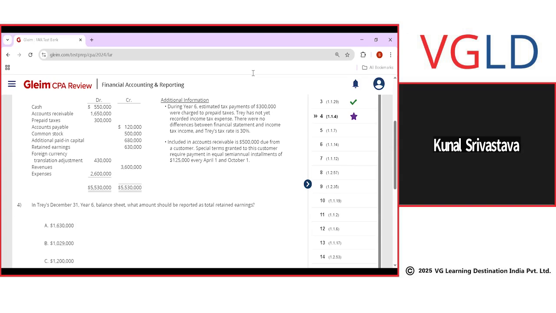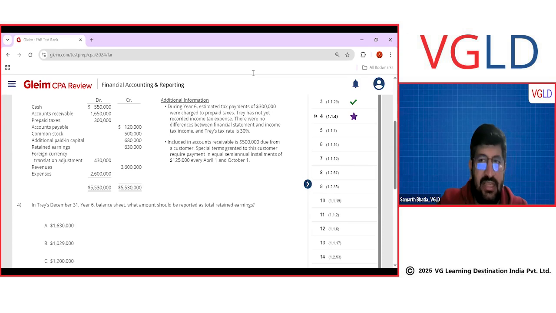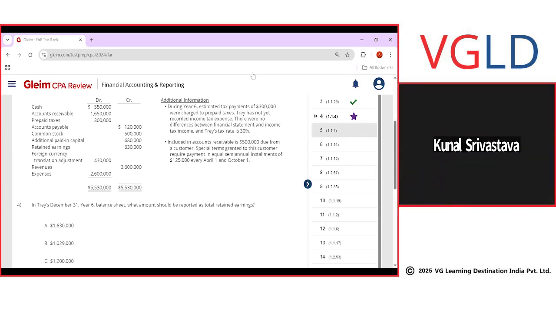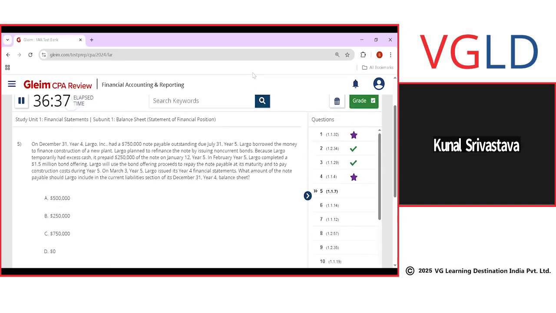Sir, what about this FCTA, foreign currency translation adjustments? This is part of OCI. So this is something OCI. I'll explain to you afterwards. Fine. Okay.